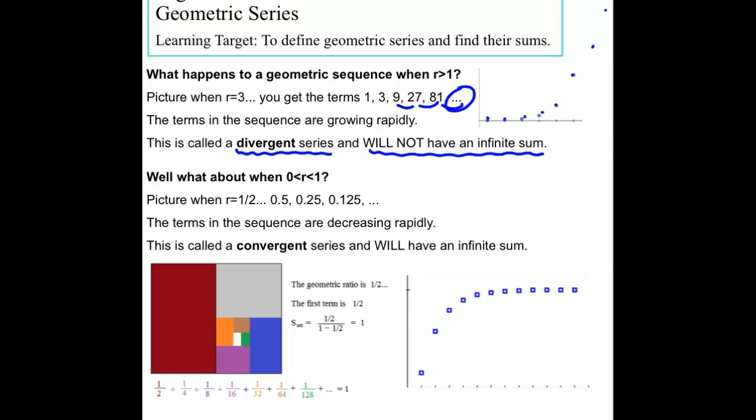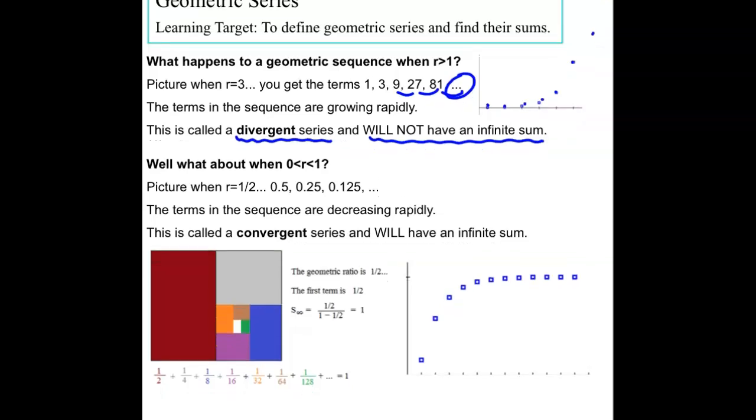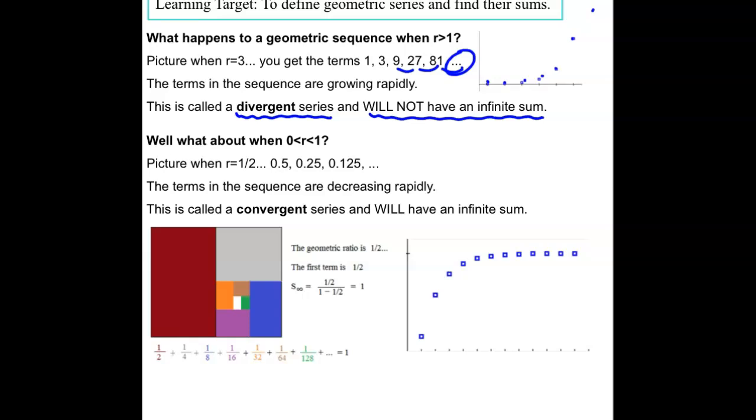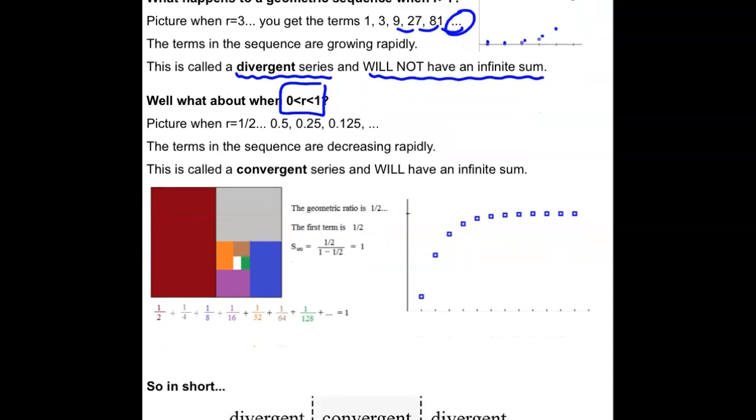If we are looking at a sequence that goes on forever, we cannot find the sum if our R value is greater than 1. But if we look at a situation where our R value is between 0 and 1, like a half, each time we cut something in half, the next number gets smaller and smaller. So for example, let's say we started with 1/2, our next number would be 1/4, then 1/8. Each time we cut it in half, the next little piece is half of the previous one.